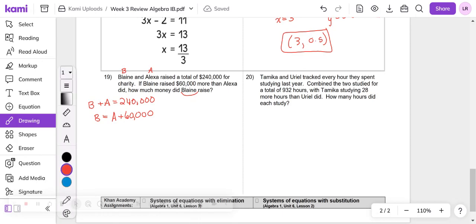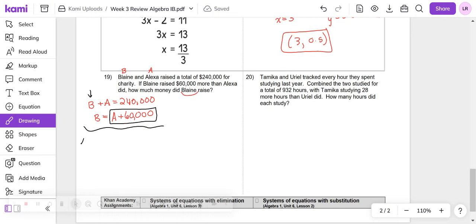And what I notice is that this is a solved equation. I have a variable by itself. So for me, I would go ahead and use substitution for this. So I'm going to put that A plus 60,000 where the B is. So rewrite my equation. A plus 60,000 plus A equals 240,000. Put my A's together. So I have 2A plus 60,000 equals 240,000.